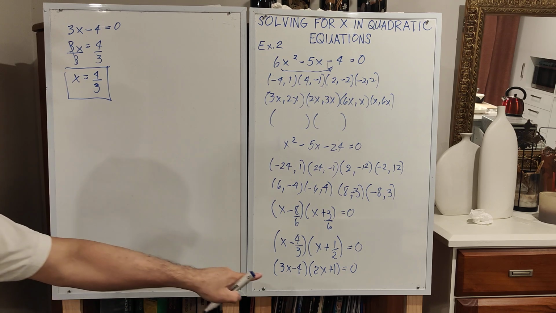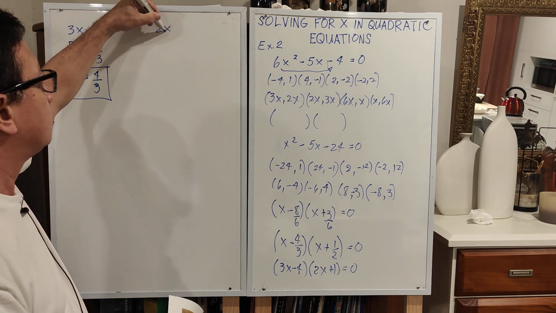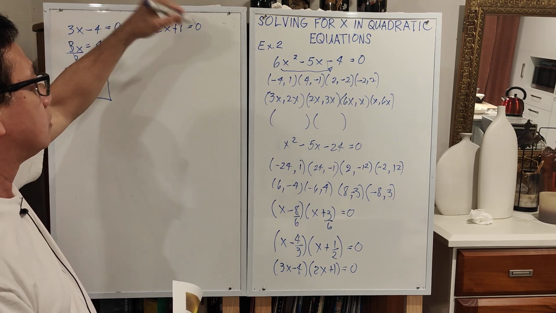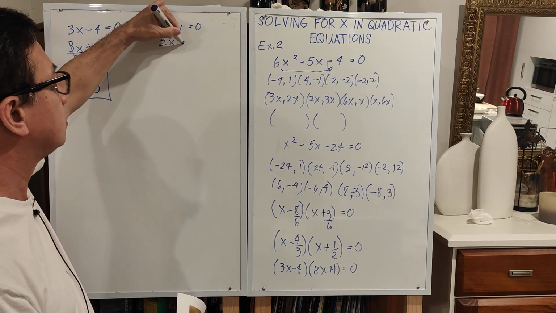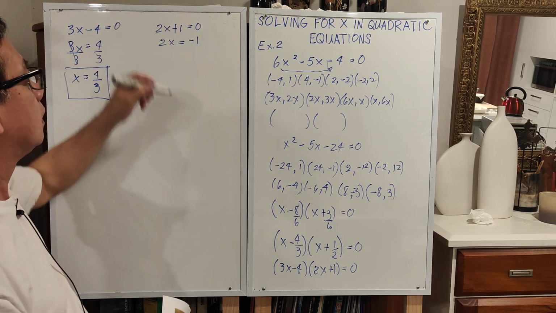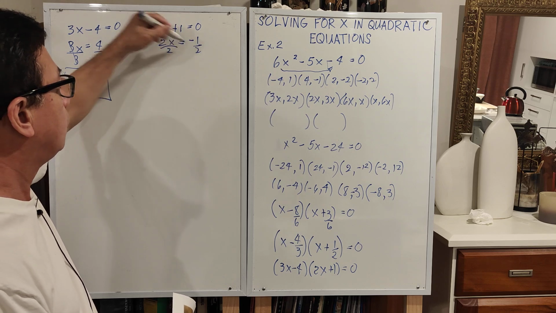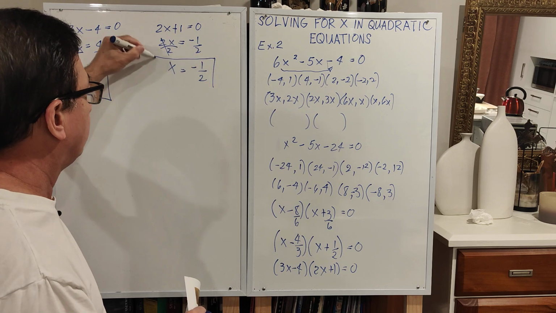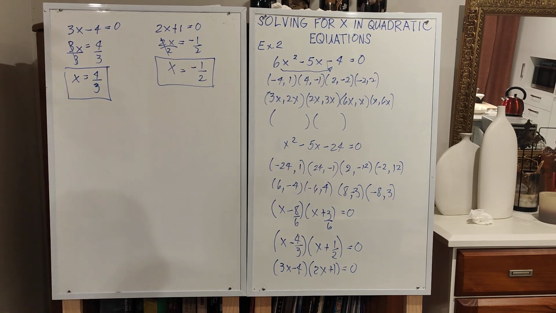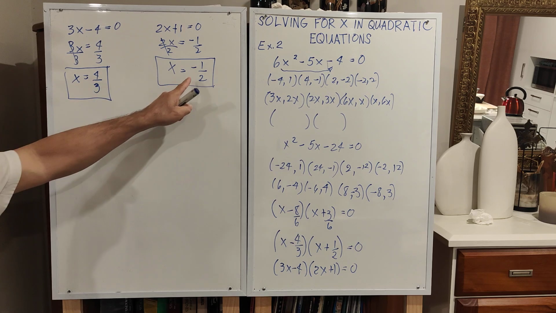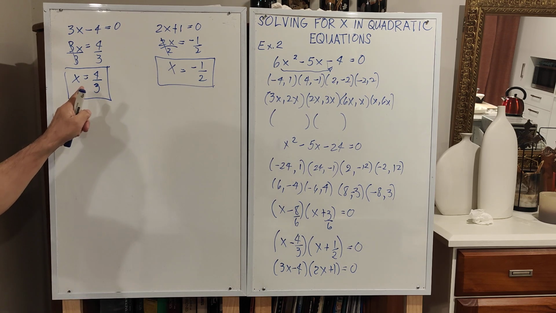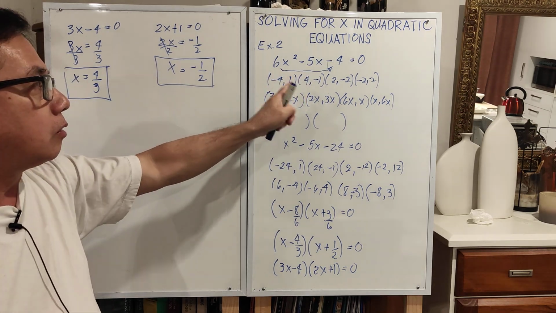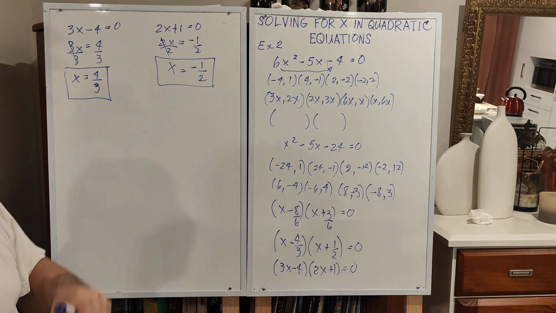Now we equate that one to 0. 2x plus 1 is equal to 0. Subtracting 1 on both sides, we have 2x is equal to negative 1. And then divide by 2. This cancels out. x is equal to negative 1/2. So we have now two values of x, 4 over 3 and negative 1/2. We will now substitute these values of x into our original equation to see if our answer is correct.